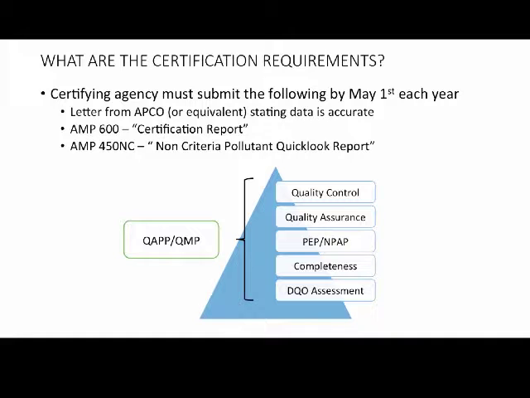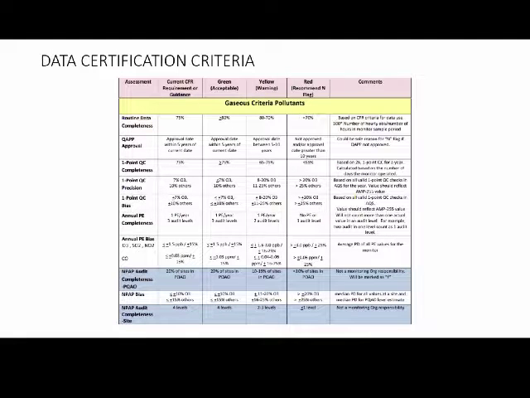Like this diagram shows, with the triangle here, these reports really entail everything that's being done, from quality control to quality assurance to the federal audit programs, PEP and MPAP, completeness, and the DQO assessment that Matt Plate talked about in the beginning, and that we'll talk about a little bit later. It also includes QAP and QMP submittal. So this was envisioned to be kind of a one-stop shop for taking a look at your data in terms of the quality requirements. So what are the criteria?